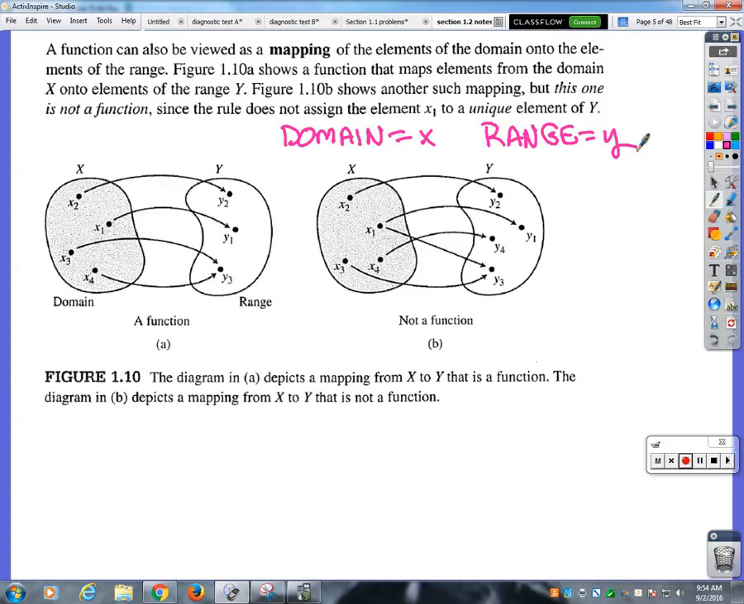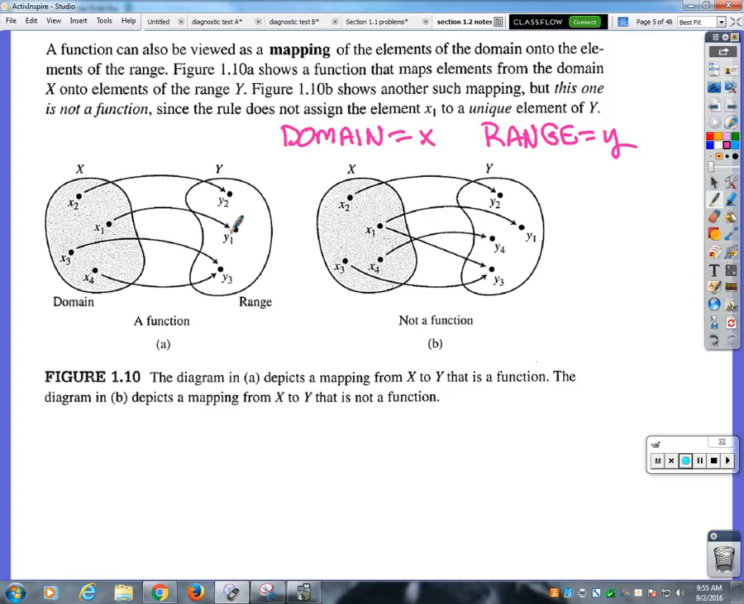If you're working on the computer and you hit the X key and sometimes an X pops up and sometimes a Y pops up and sometimes a little smiley face pops up, your computer is broken, it's not functional. So that's what they're illustrating right here. This is a function because every time I input this X2, I get this Y2. Every time I put that in, I get that one. Every time I put that one, I get that one.